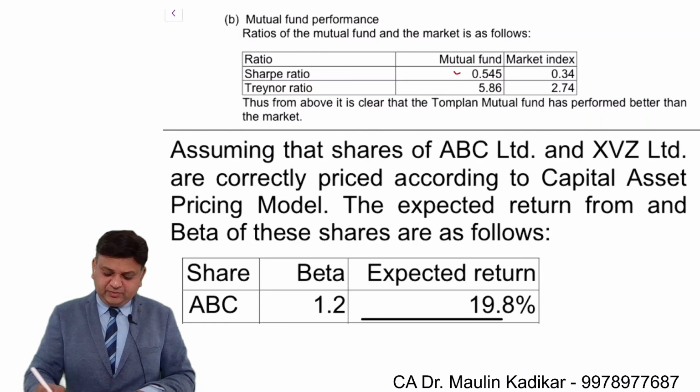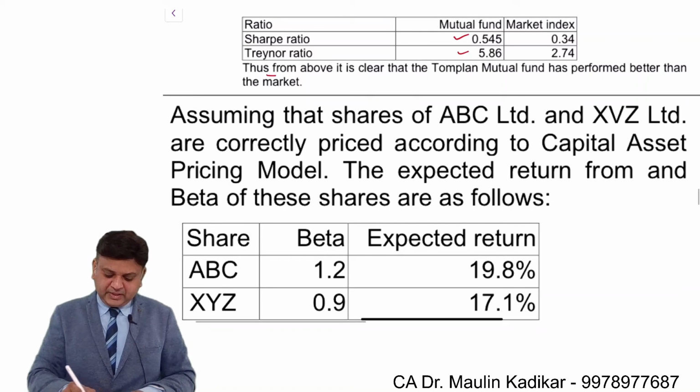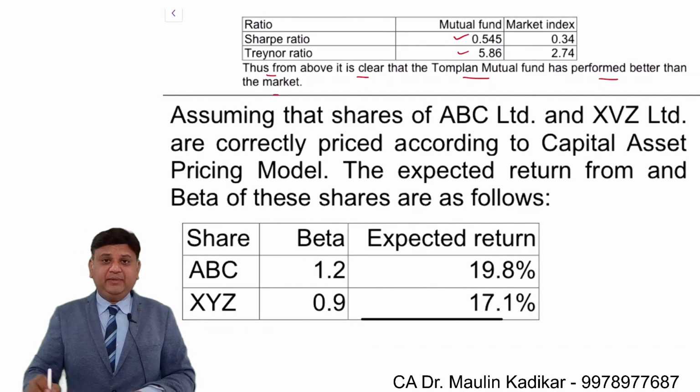So the Sharpe ratio of the mutual fund is higher, and the Treynor's ratio of the mutual fund is also better. Thus from the above it is clear that Tomplan Mutual Fund has performed better than the market.